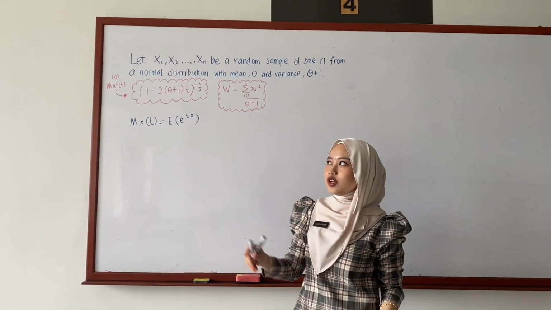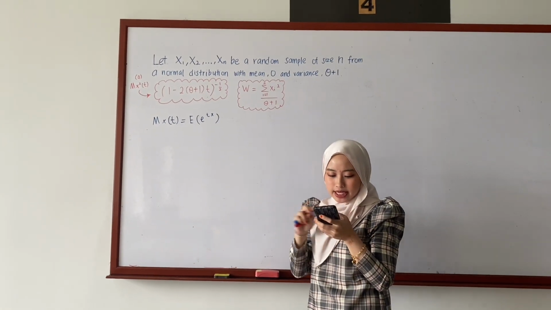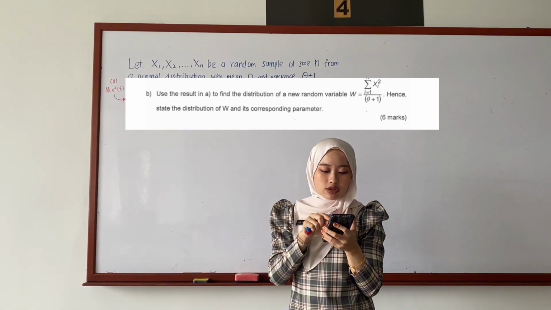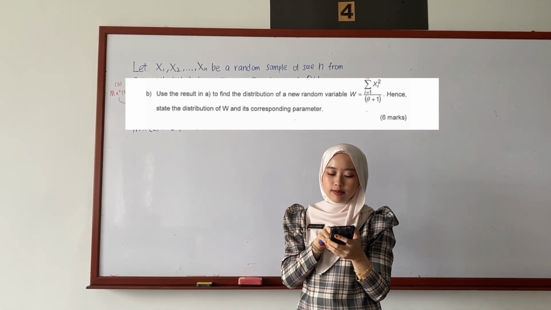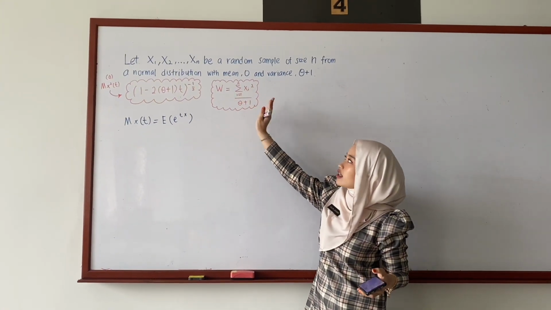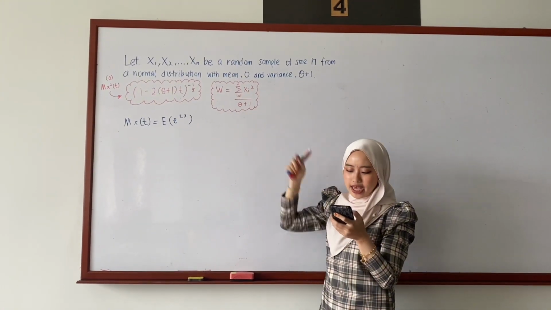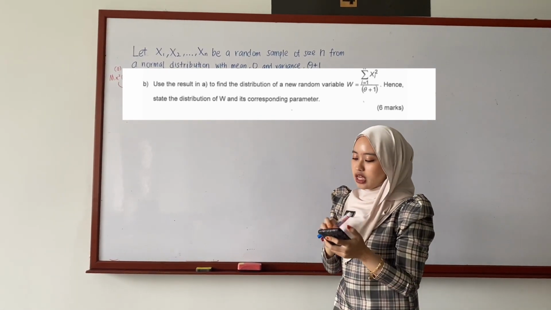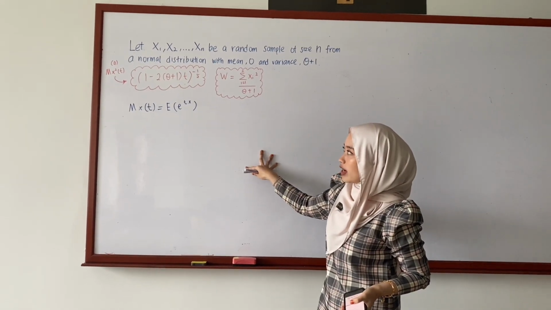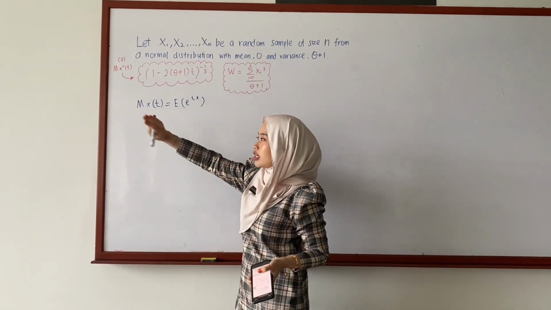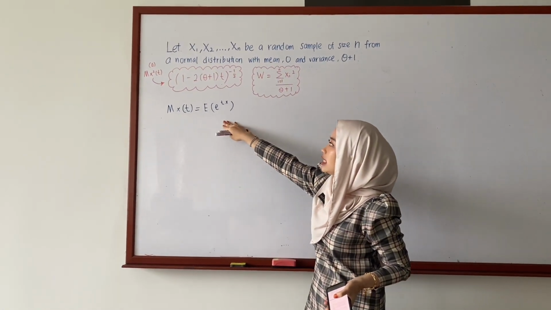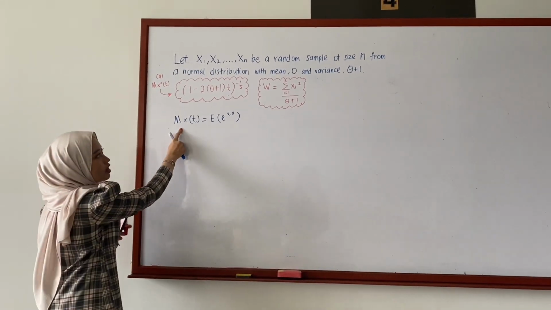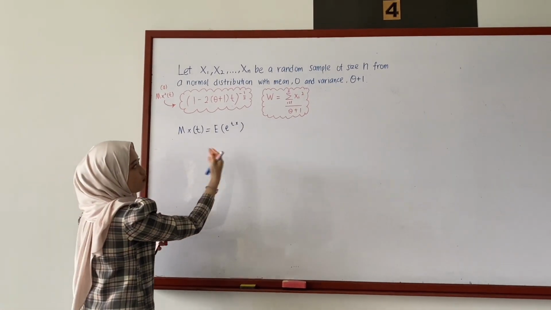So next, let's continue with question B. Question B is just an extension of question A. Question B is: use the derivative from A to find the distribution of a new random variable W equal to the summation of x squared over theta plus 1, and hence state the distribution of W and its corresponding parameter. Question B asks us to find the MGF. The general formula for the MGF is M_X(t) equals E to the power of tX. Here we can simply change X to W, because we want to find W instead of X.